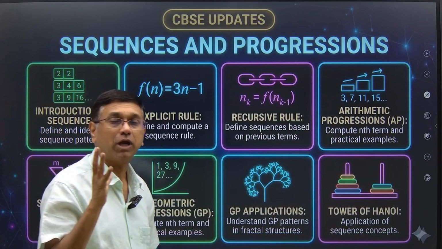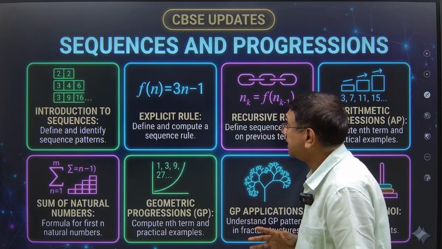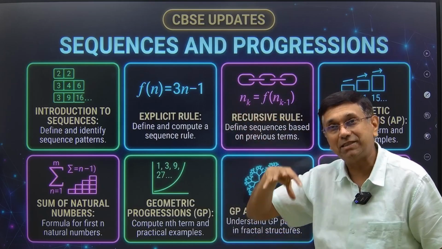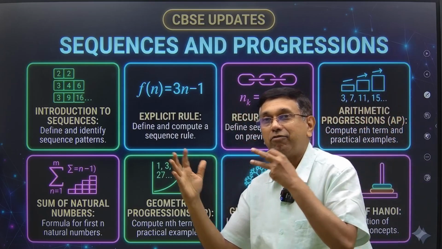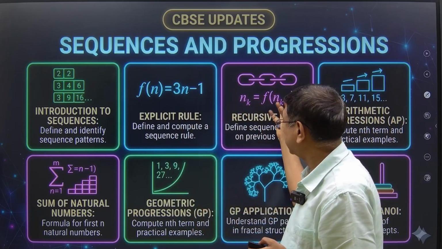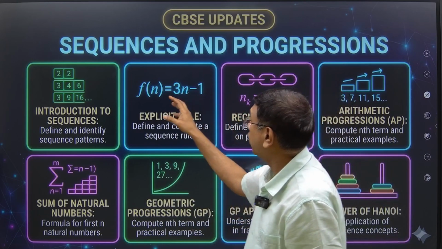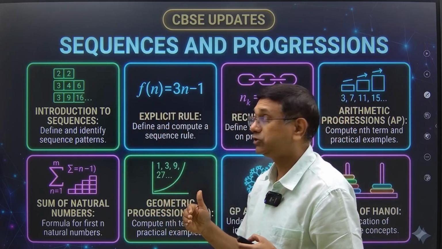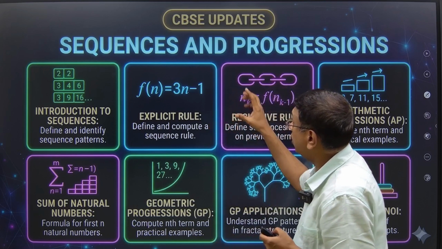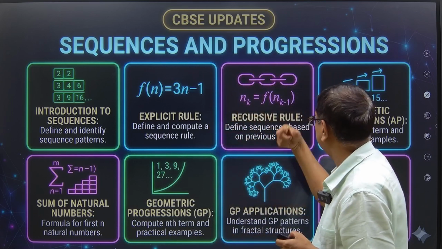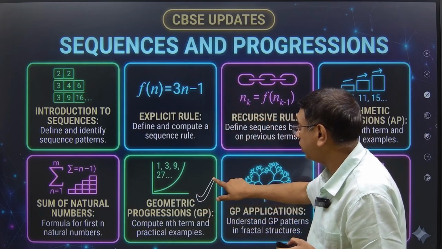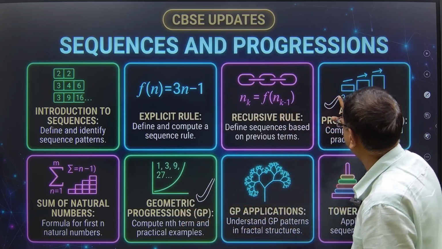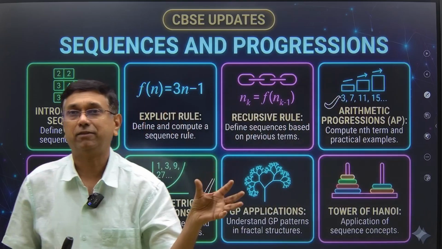Then you have a complete new chapter. It is very interesting, sequences and progression, completely from 10th, and some of it they have brought from 11th as well. So they have now changed this chapter drastically. In 10th we had only arithmetic progression. The patterns of numbers, sequences which you see, recursive formula, that was there. Now they have added geometric progression. This is the addition here. This has been added from 11th, and arithmetic progression has been added from 10th.